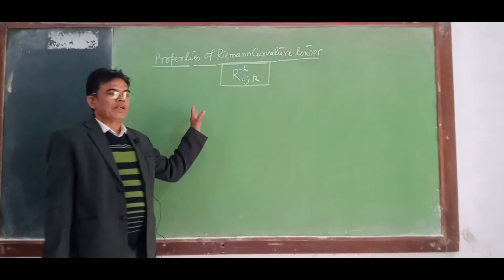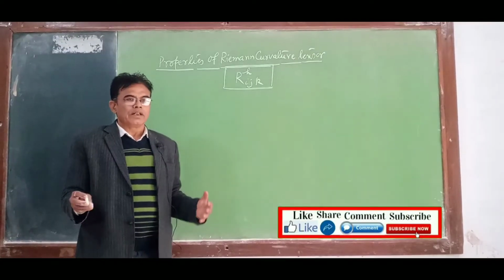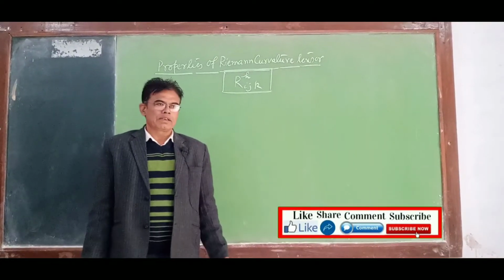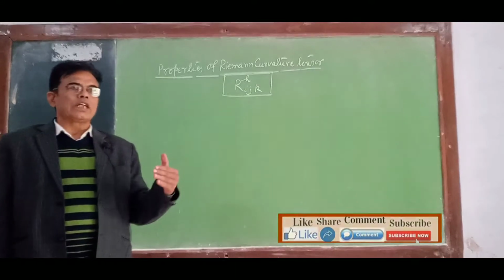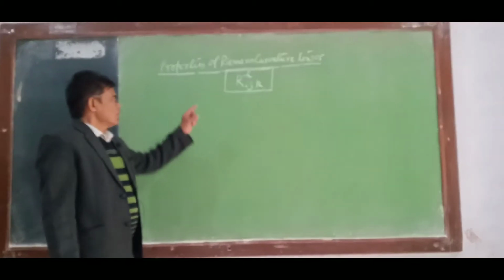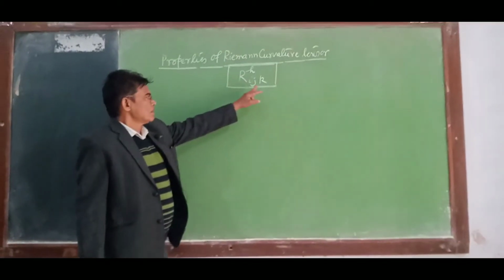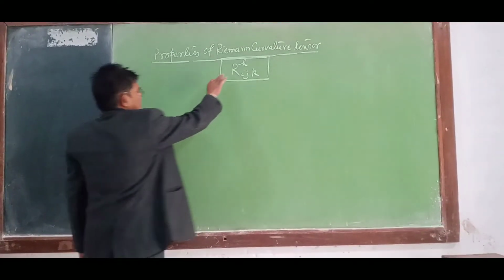Properties of the Riemannian curvature tensor. First, we explain the definition of the Riemannian curvature tensor. The Riemannian curvature tensor is a (1,3) type tensor. (1,3) type means one index in superscript and three indices in subscript. Okay? So first we define this.